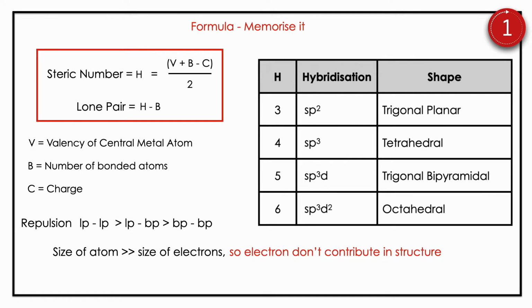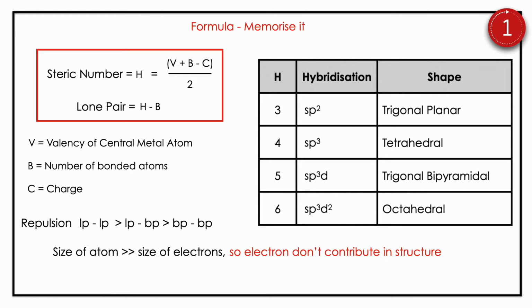First, let us look at the formula. You should memorize it, and you should memorize the table also. The formula is helping you to predict H. H is the steric number. H equals V plus B minus C, whole divided by 2. Lone pair will be H minus B. You will learn it better when we solve the problem.